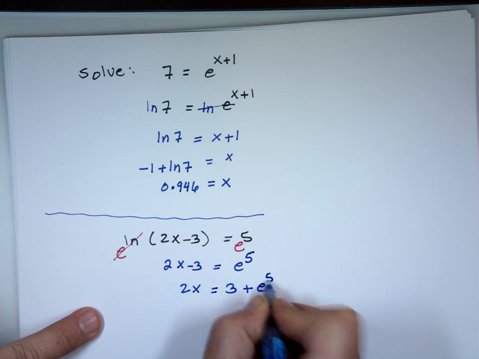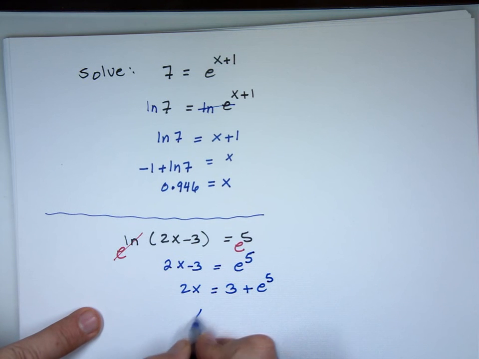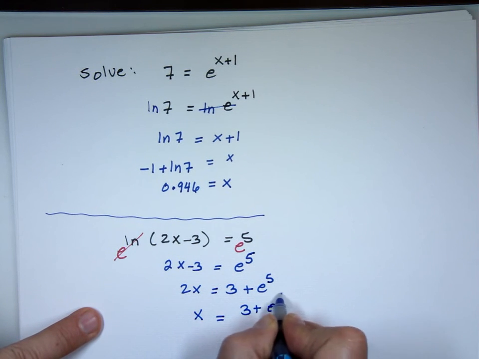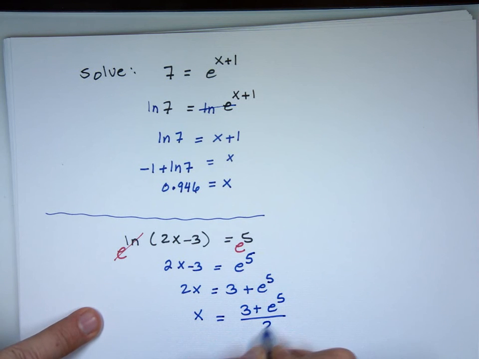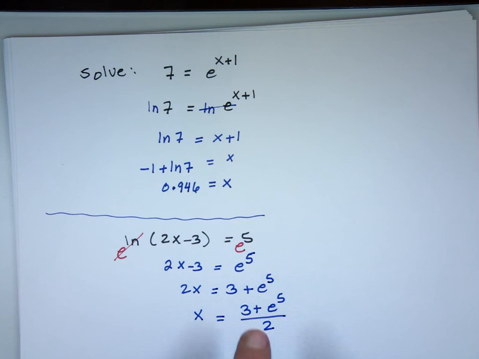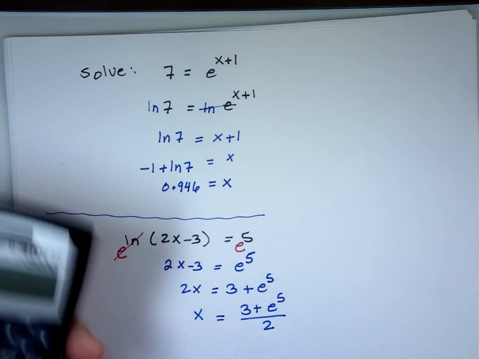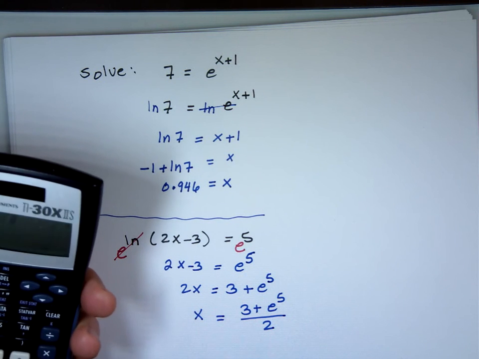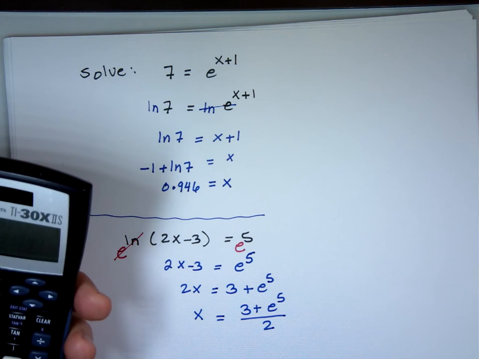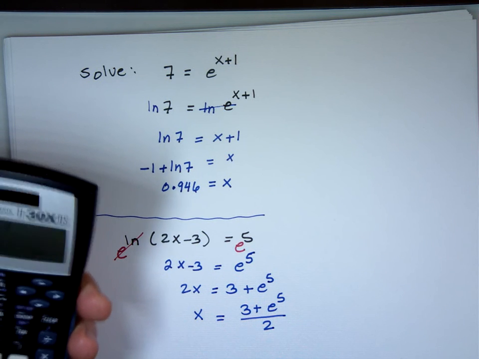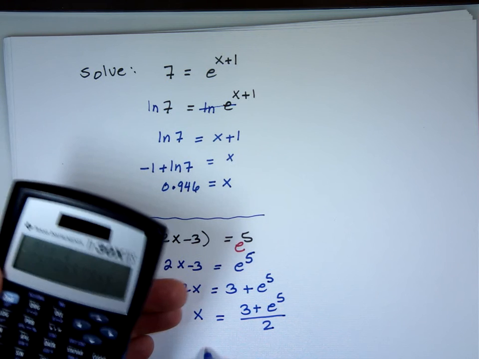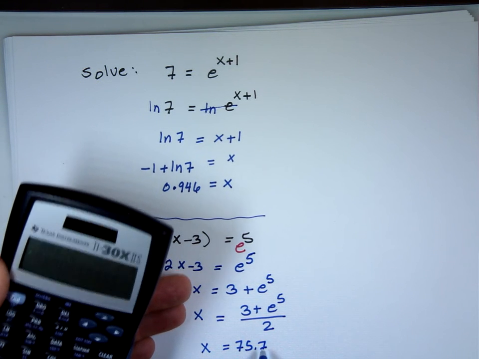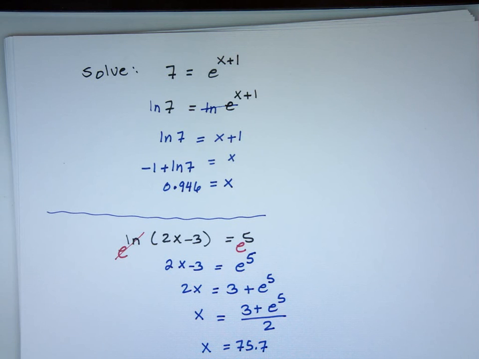And to solve for x, we're going to divide it by 2. Again, if they are asking for an exact answer, leave it like this. If they want to round it, then that will be 75.7. Exact answer, approximation.